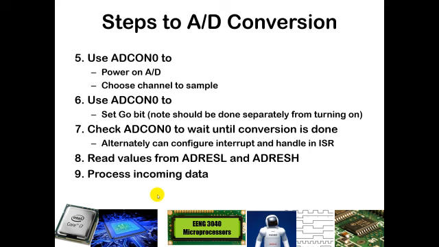Then we're going to check our ADCON0 to wait until the conversion is done. We can poll on our GO bit. We can also poll in our peripheral interrupt register to see if we have that flag set. Or we can use an analog to digital conversion interrupt, which is a peripheral interrupt, and that can handle it. Then, once we're completed, we can read our values back in ADRESL and ADRESH and process the incoming data.